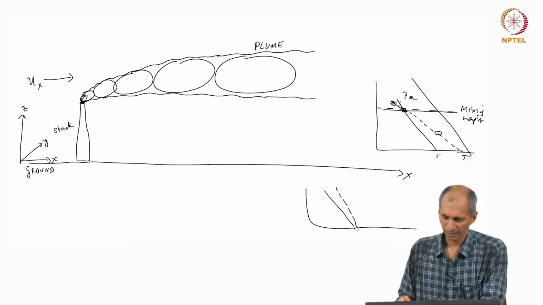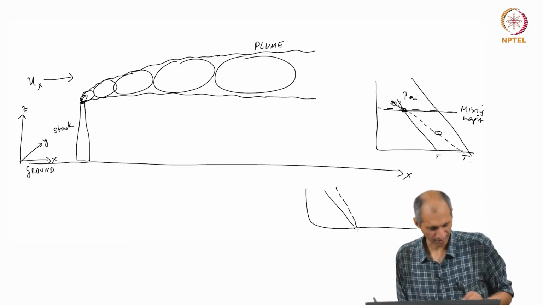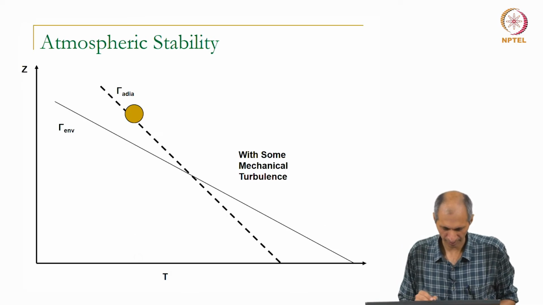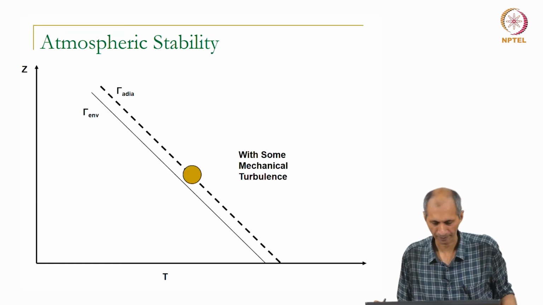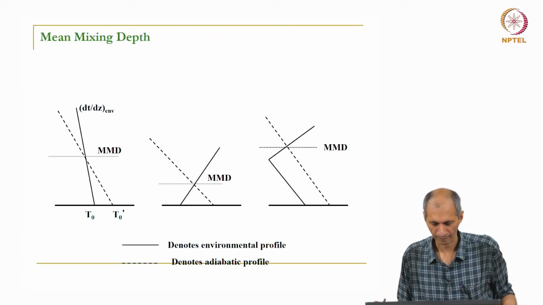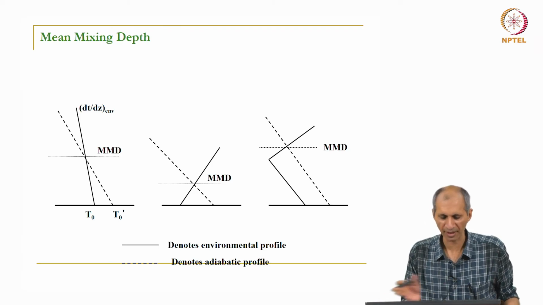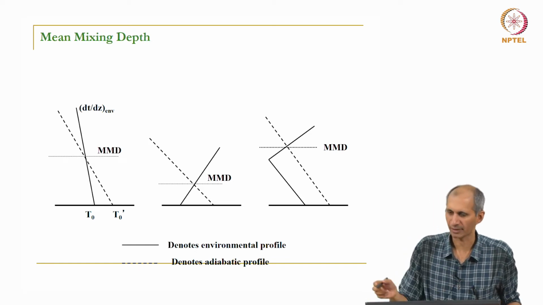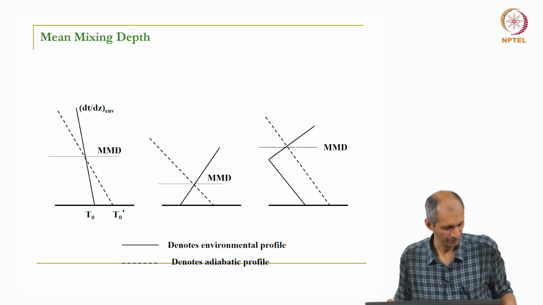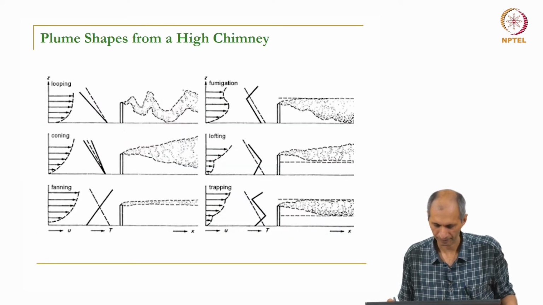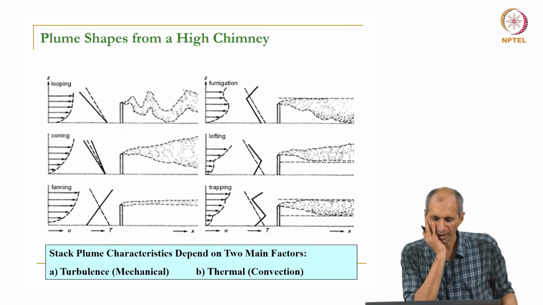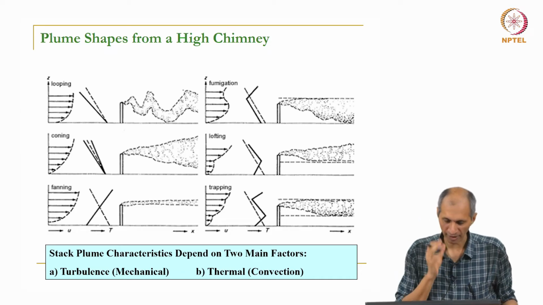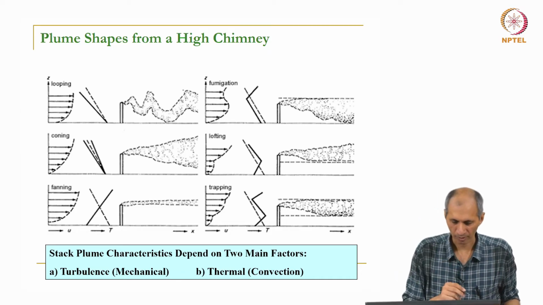Okay. Keeping this in mind, there are a few cases of plume behavior that people have classified, and we will go over that a little bit. These are different scenarios, where we have the definition of mixing height and how it can occur. We have different types of plume shapes it can take, and we will go over each one of them.